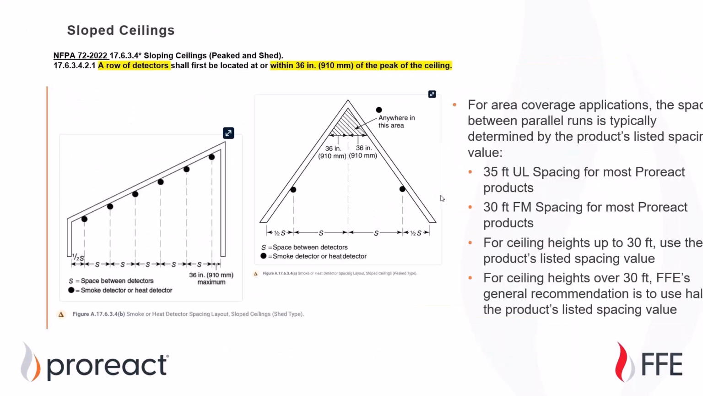When dealing with sloped ceilings, which means the slope of the ceiling has a rise over run of more than 1 in 8, a heat detector cable run has to be within 3 feet of the peak, which could be for this peak type roof or this shed type roof, within 3 feet of the peak, which is where all the hot gases will be going as they rise up in the space.